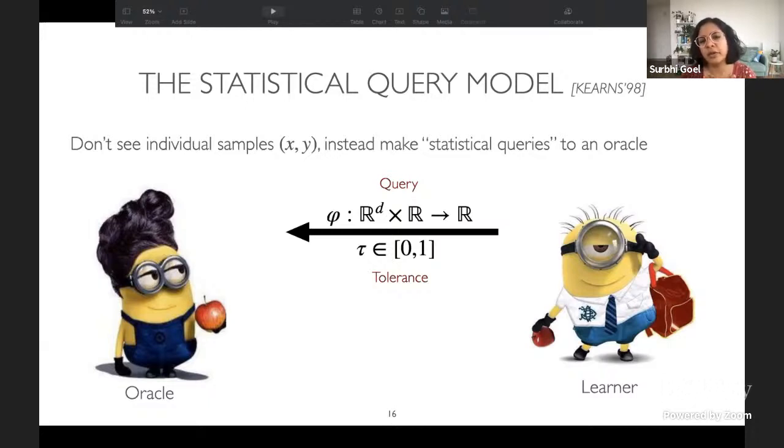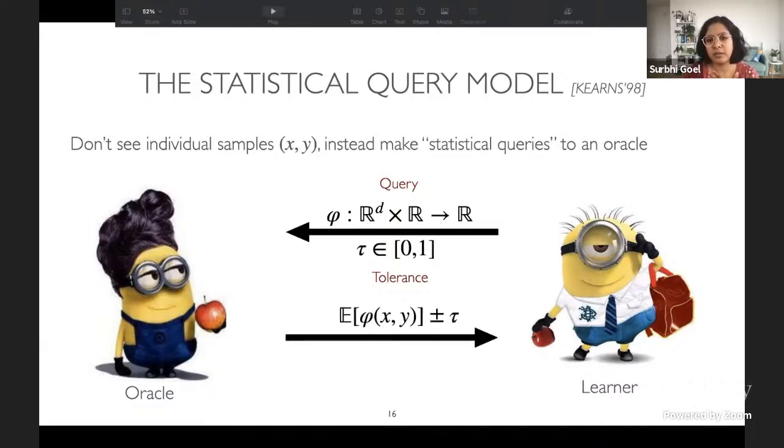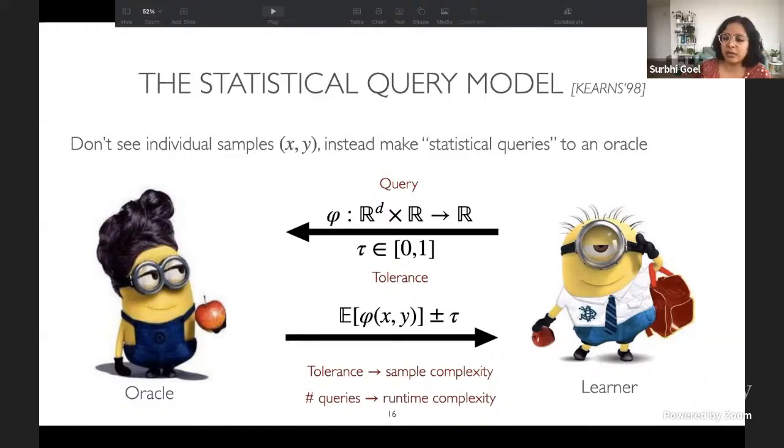The learner also gets to fix a tolerance parameter tau. What the oracle guarantees is that it's going to return a value that's close to the expectation of the query function, up to this parameter tau. Again, you can think of the tolerance vaguely as the sample complexity and the number of queries as the runtime complexity of this algorithm. This is the only way you get access, so you can't really see each individual sample.